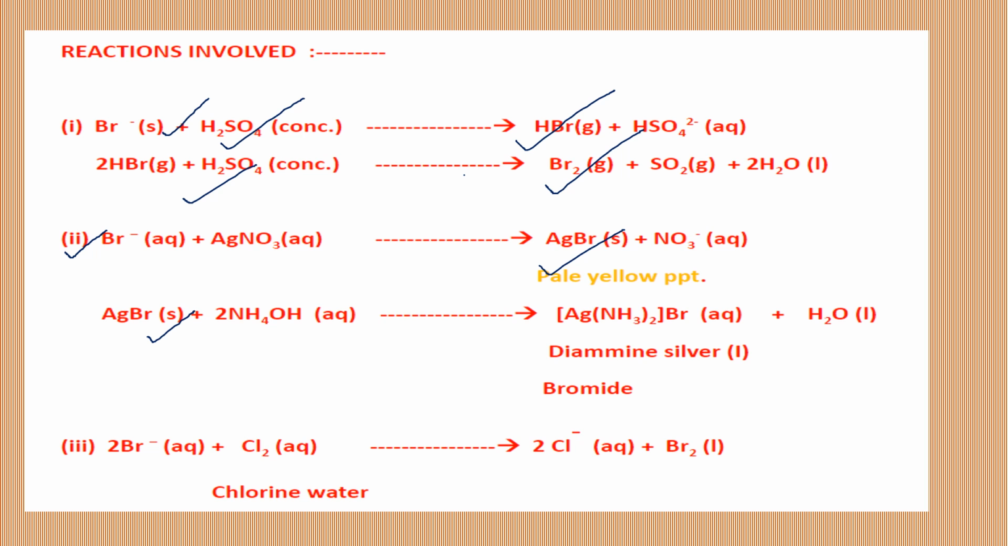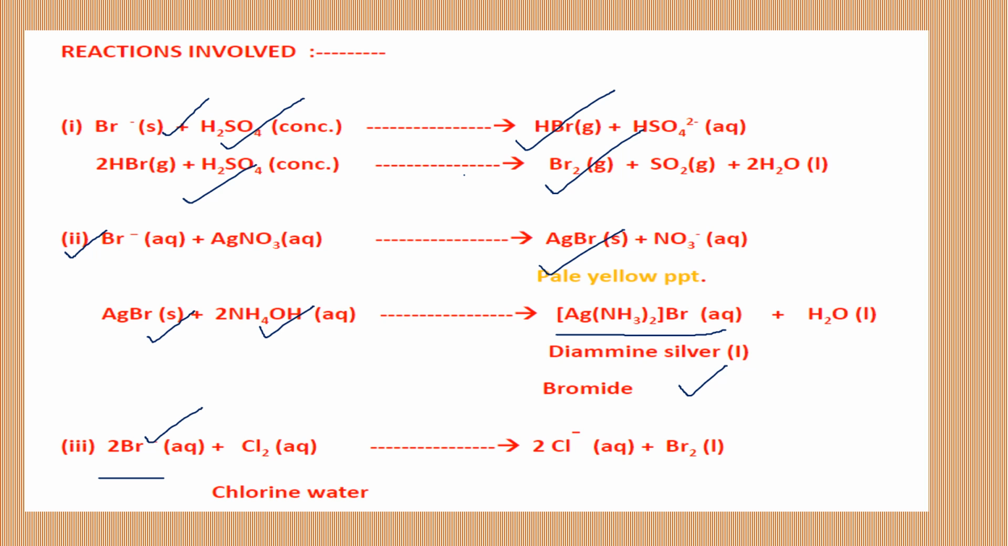When this precipitate is taken in small quantity and excess NH4OH is added to it, you will observe that the complex formed is partially soluble. It does not dissolve completely, so you will see some particles in the test tube, which confirms it is AgBr. And this is the most important layer test.